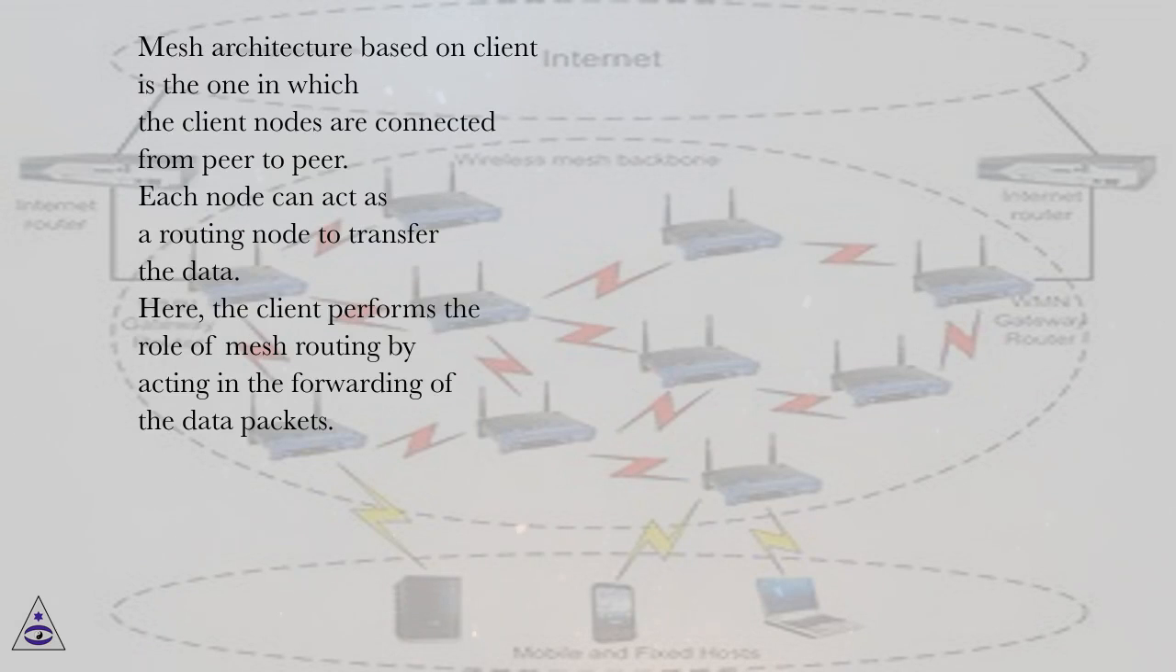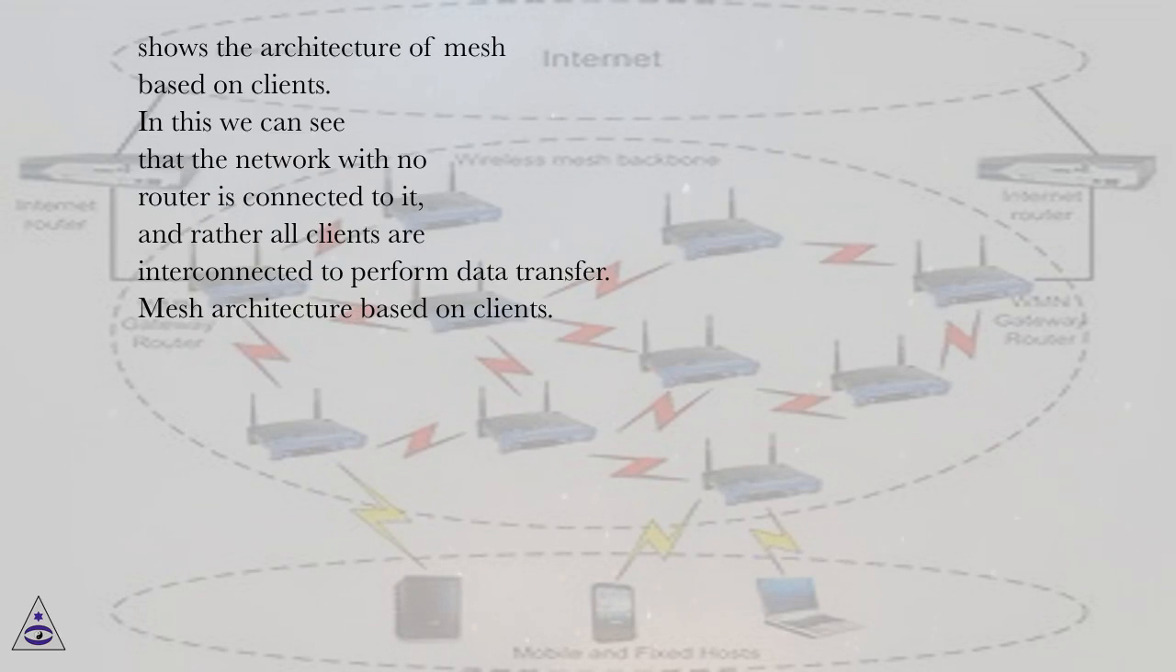Mesh architecture based on client is the one in which the client nodes are connected peer to peer. Each node can act as a routing node to transfer the data. Here, the client performs the role of mesh routing by acting in the forwarding of the data packets. This shows the architecture of mesh based on clients.